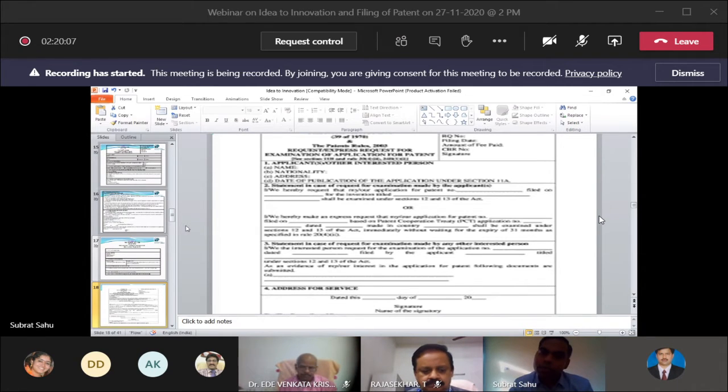After getting your first examination report, we give some objections on your invention and send them to your correspondence address. After getting that FER, the first examination report, in which you have certain objections, you have to clarify those objections. After you reply, we read those objections and ask for a hearing. During the hearing process, we'll ask you certain questions.